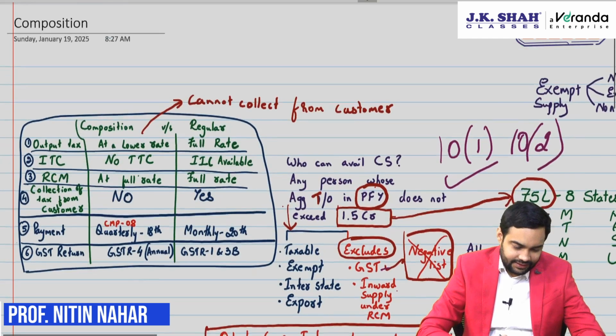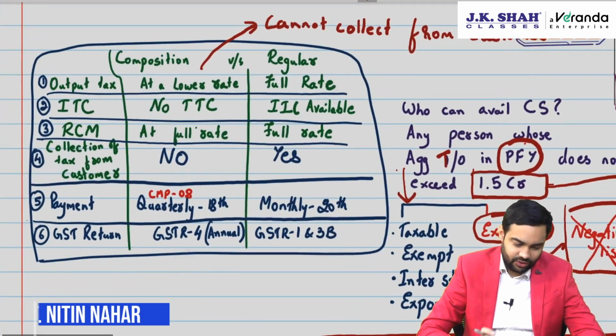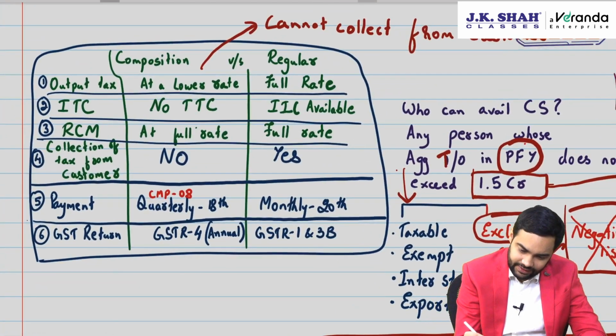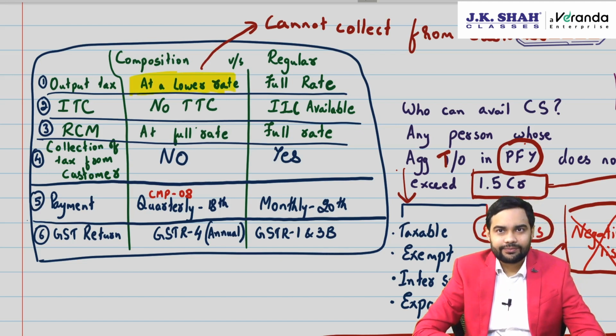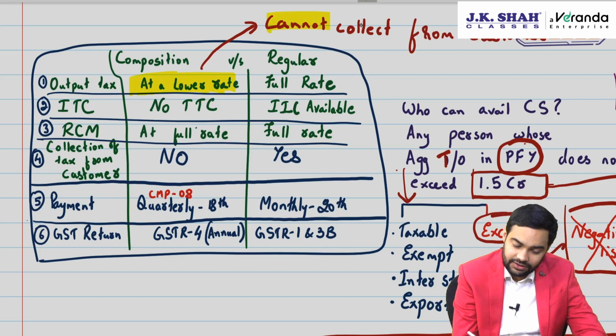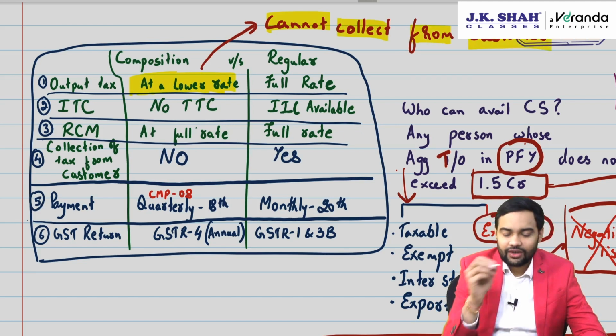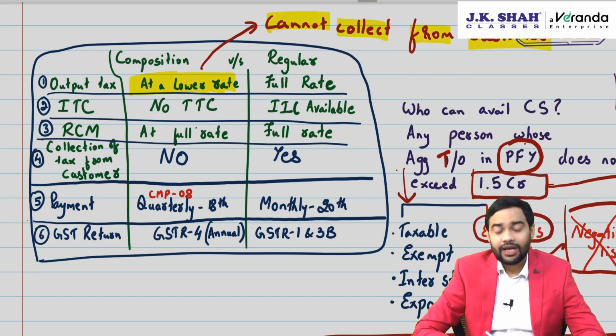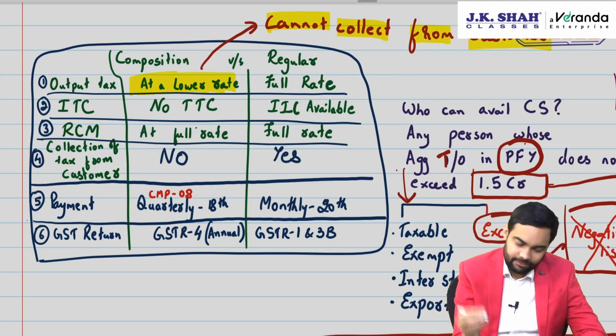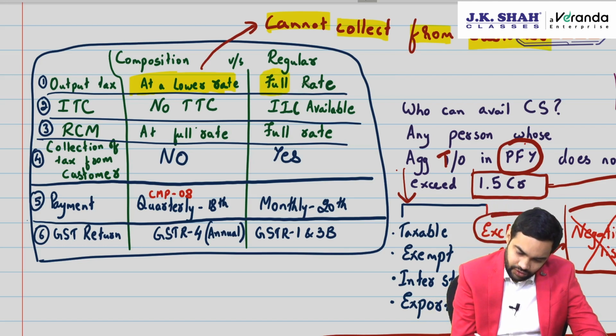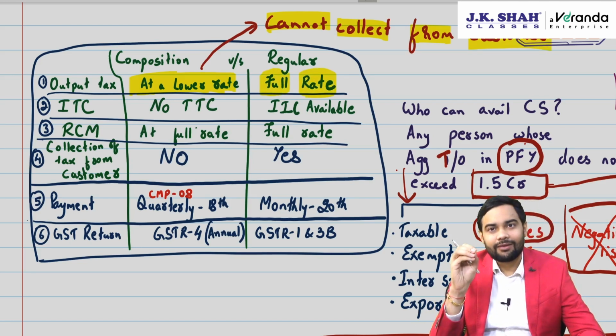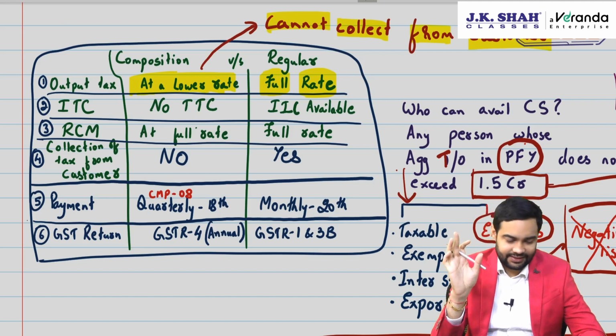First, let's understand the difference between composition and regular with this diagram. Now in composition scheme, output tax is paid at a lower rate. And can you collect tax from customer? The answer is no, you cannot collect tax from customer. Now when we talk about regular scheme, you have to pay full rate of tax applicable on those goods or services.